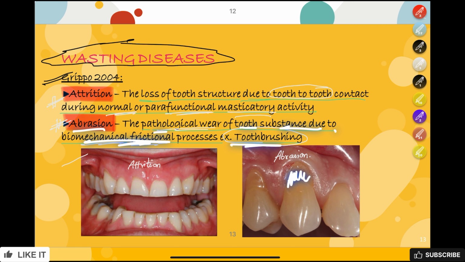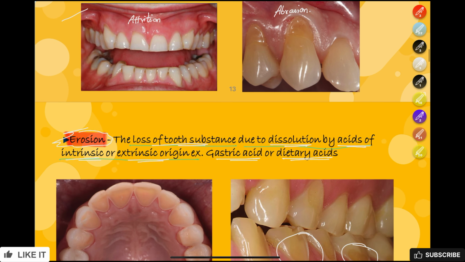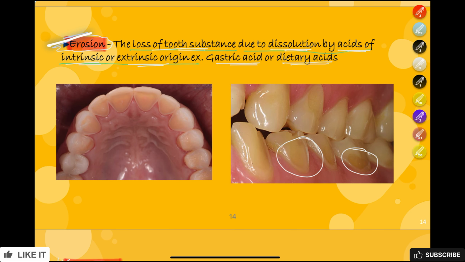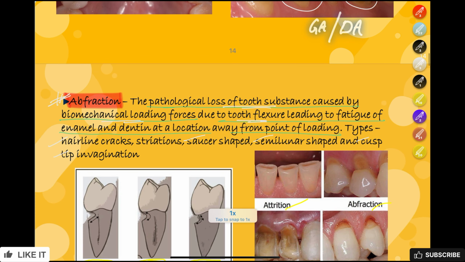It can be caused due to biomechanical frictional force. If it is caused by tooth to tooth contact, it is known as attrition. Next is the erosion, the loss of tooth substance due to dissolution by acids of intrinsic or extrinsic origin, for example gastric acid or dietary acids. As we can see here, this is erosion, which can be caused by gastric acid or dietary acid.